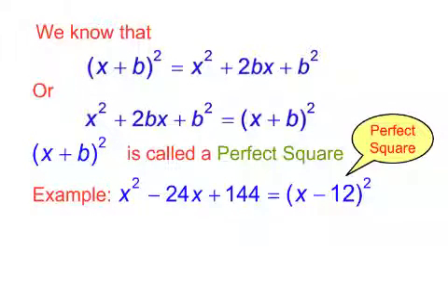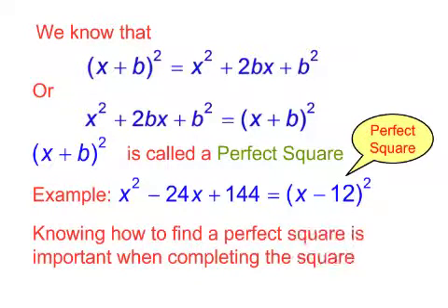So as an example, x squared minus 24x plus 144, look at the middle term, which is minus 24x. Half of that is minus 12, and thus that is our perfect square. So knowing how to find a perfect square is very important when completing the square.